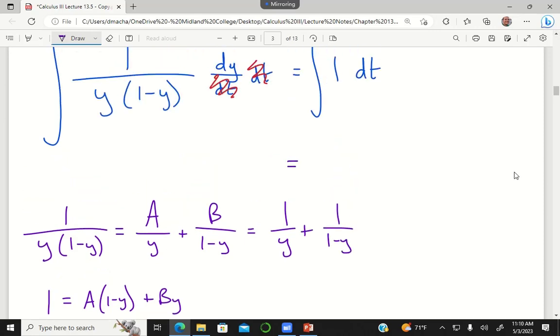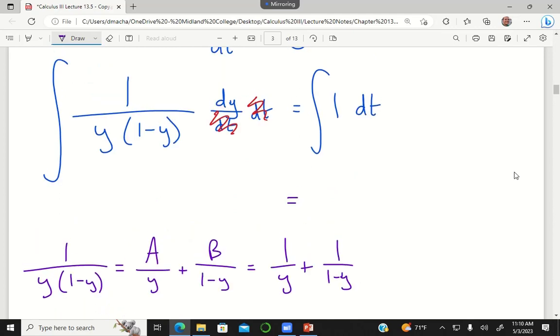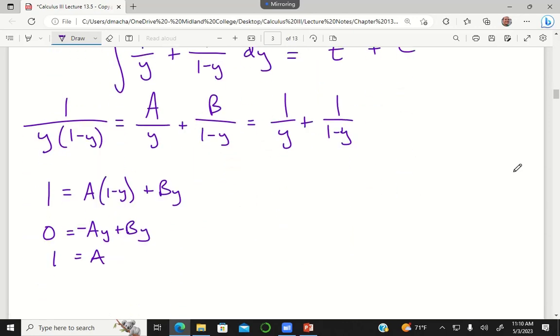And so we call that decomposing a rational function. Since my integrand was a rational function, we just decomposed it into 1 over y plus 1 over 1 minus y. Okay, on the right side, the antiderivative of 1 with respect to t would be t plus some constant that we don't really know yet.